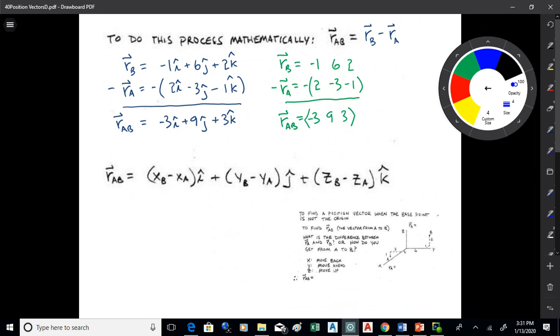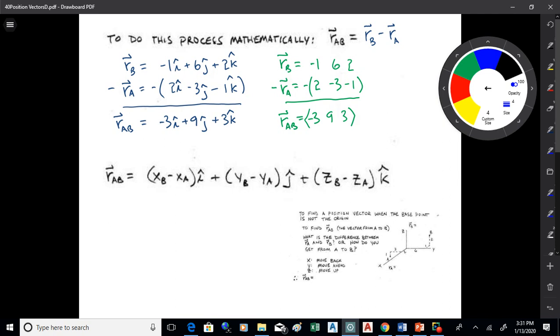So as I mentioned, I like to subtract in columns, so I'll put RB up there, then take away RA. So I get -1 minus 2 is -3 for the I. 6 minus a -3, so you've got to watch your signs on this, is 9J. 2 minus a -1 is 3K. All right. And I just did it with the IJK stuff on the left and without the IJK stuff on the right. Again, I don't care how you do it. Doesn't make any difference to me. Whatever works.